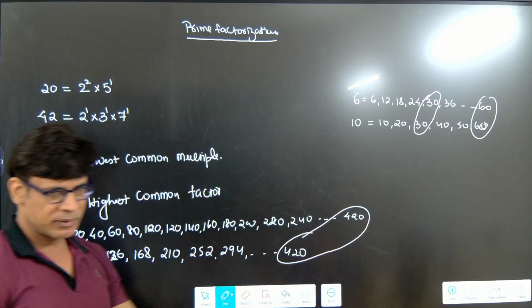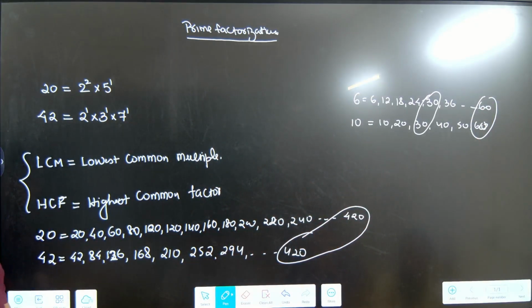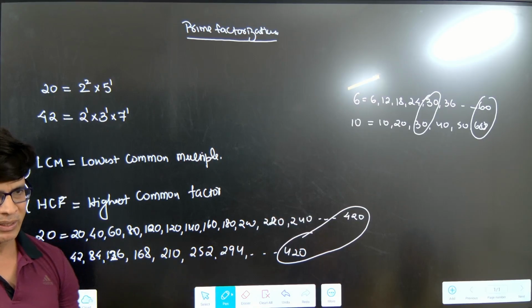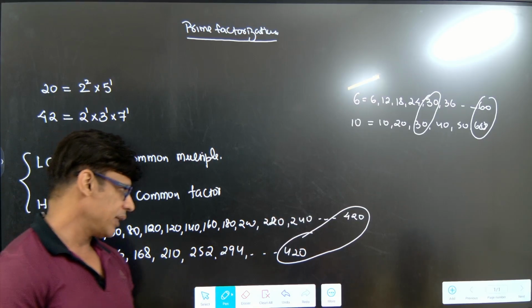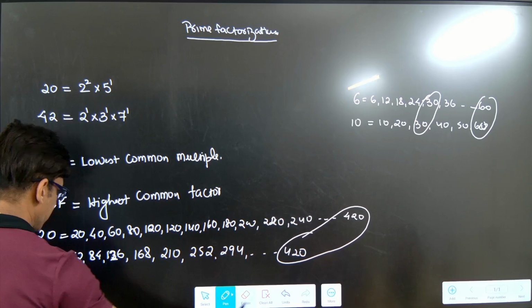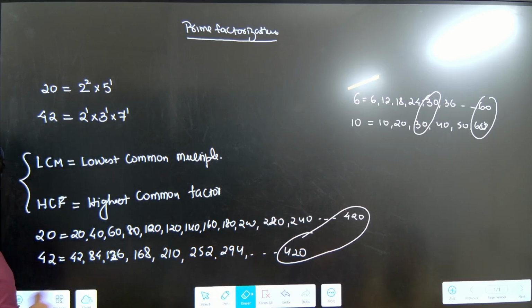There are so many. So I will never ask you what is the highest common multiple. You can go up to infinity. That's why you ask the lowest common multiple. And second is HCF, which is called highest common factor. Understand, we don't have to use this method to find out LCM and HCF. This is basically the meaning of LCM and HCF.